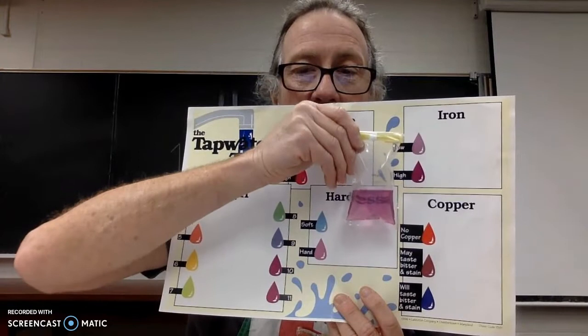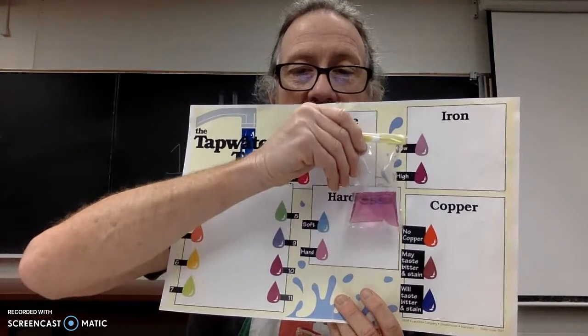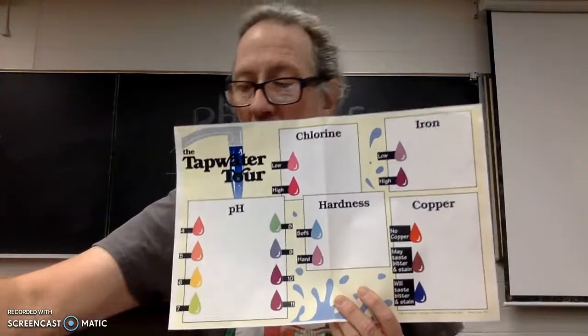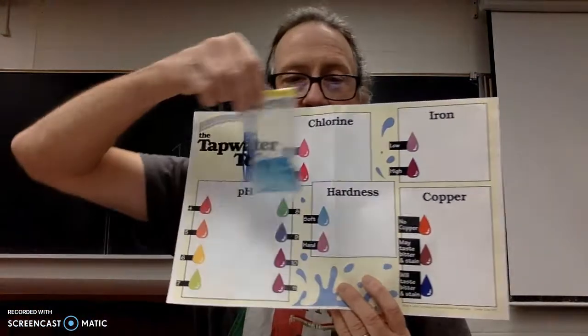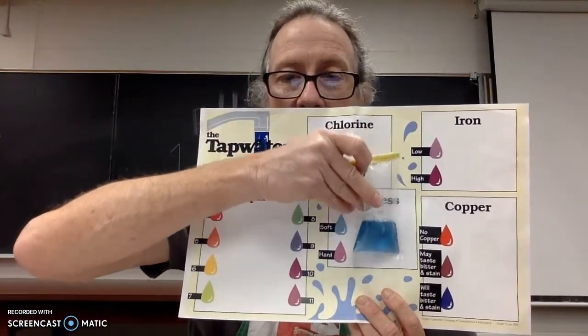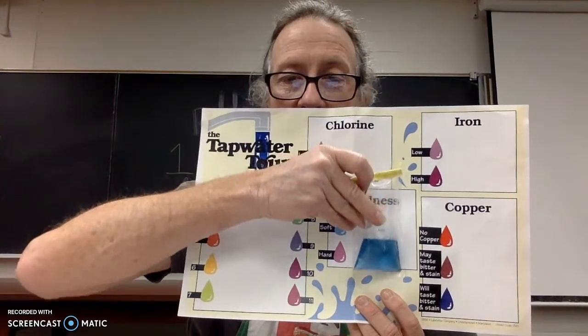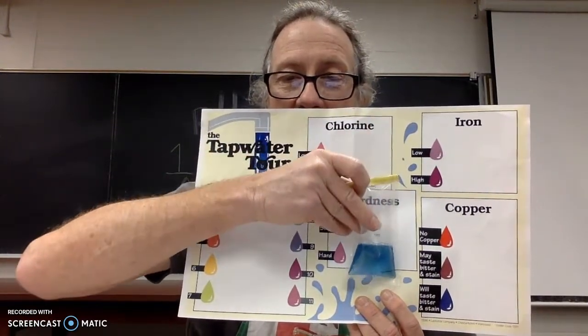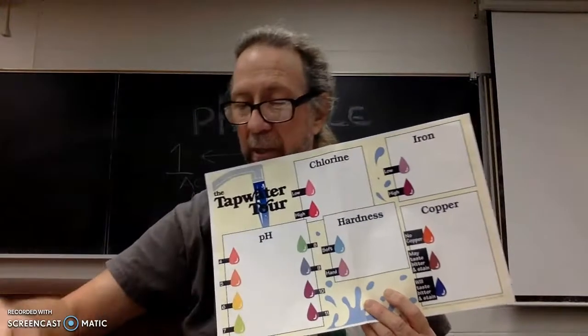Is this hard water or soft water? Okay, this is sample A, record that. This is sample B, hard water or soft water? Take a look again. Those are significantly different. Sample A and sample B are very, very different from each other.